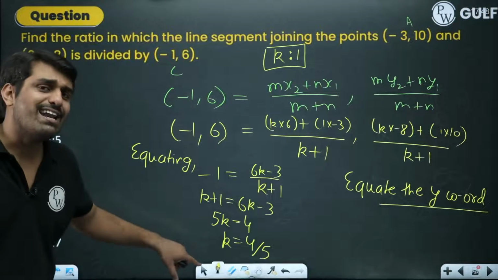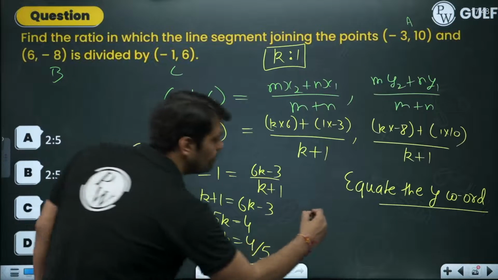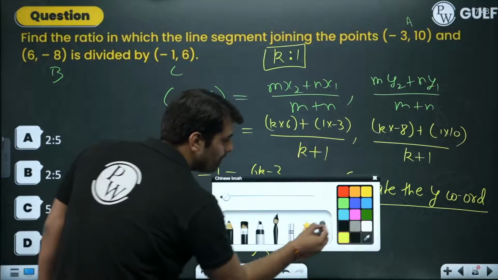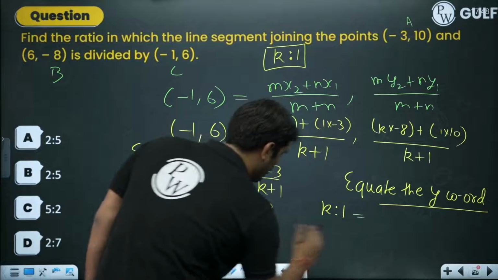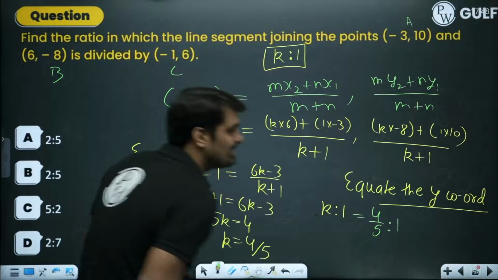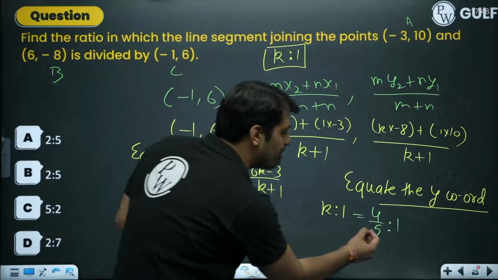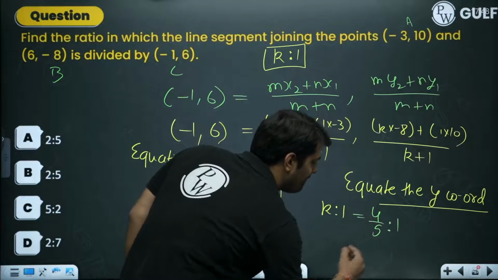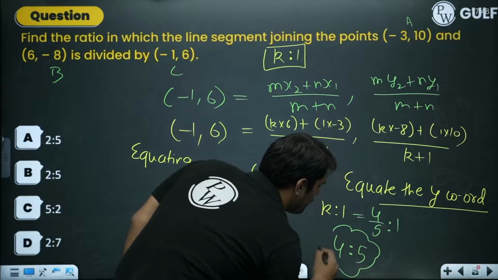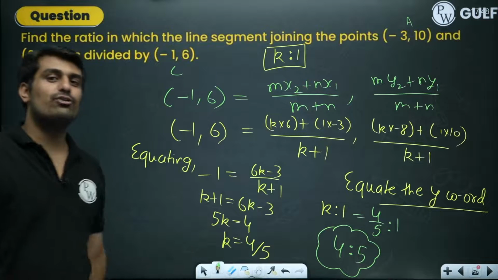But is it the final answer? No, this is not the final answer. We assumed that the ratio is k ratio 1. We have the value of k ratio 1 now as 4 by 5 ratio 1. So for this particular case, when I multiply both the ratios by 5, I'll have what? 4 ratio 5. Right? This is the answer over here.